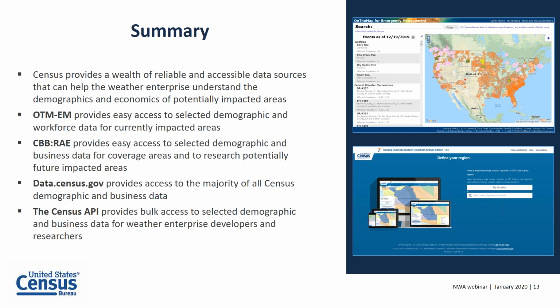If a hurricane were to come to the Chesapeake Bay and strike the city of Annapolis and the areas surrounding Annapolis, how many people would be impacted? How many businesses are in those impacted areas? And what types of businesses? Knowing that a large regional hospital is located in a particular impacted area versus other types of critical infrastructure businesses is information that you can get out of Census Business Builder.